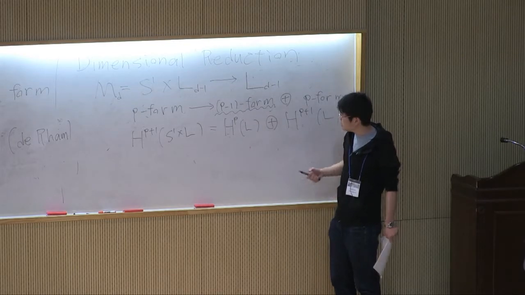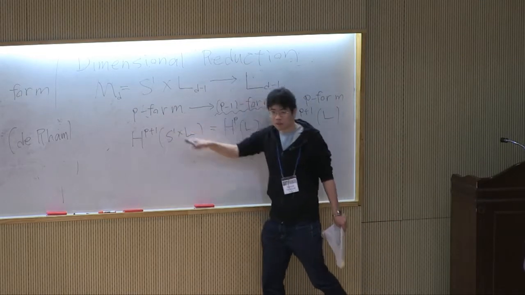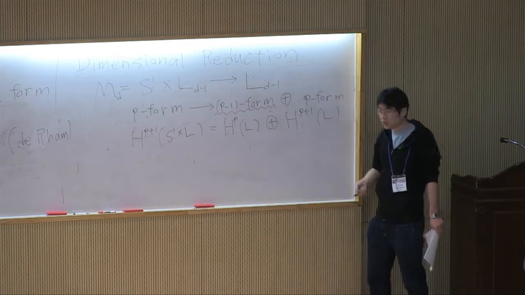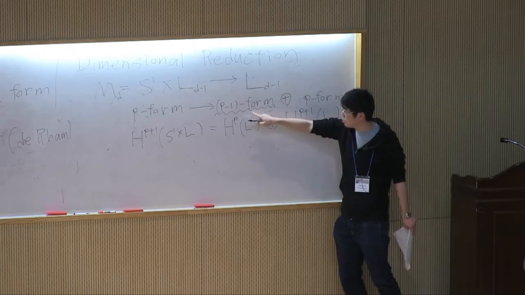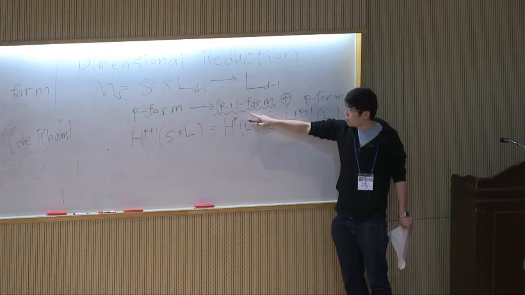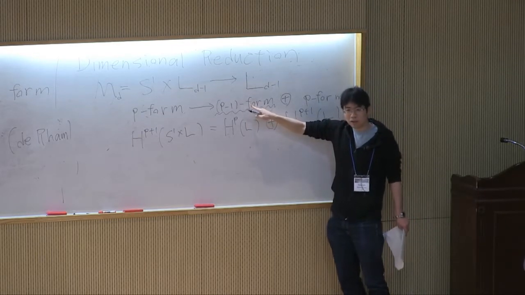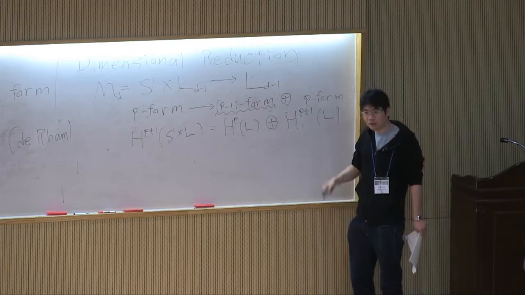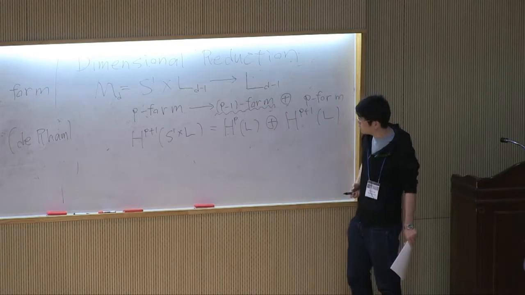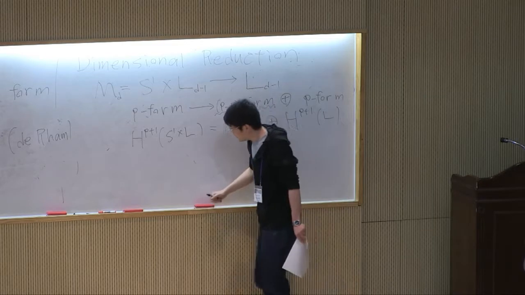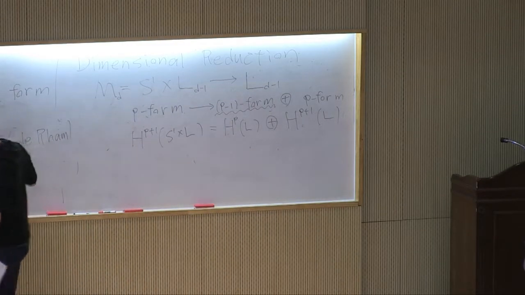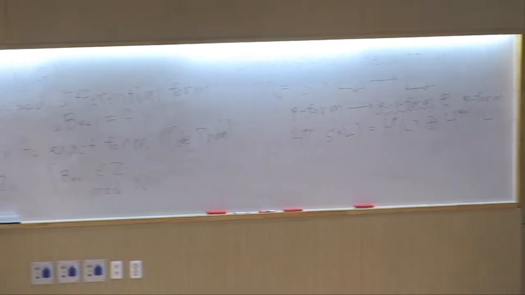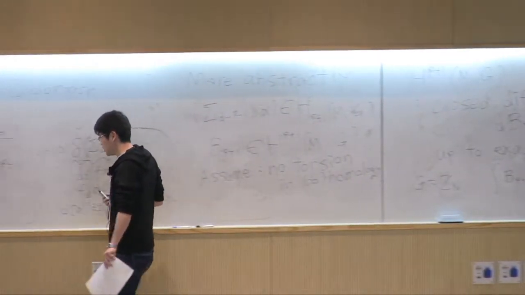For example, if we start from 1 form symmetry, then after compactification, the 1 form symmetry becomes 1 form and 0 form. So after compactification, we also get the usual 0 form symmetry if we start from 1 form symmetry. So in this way, it's very convenient to consider this generalization.